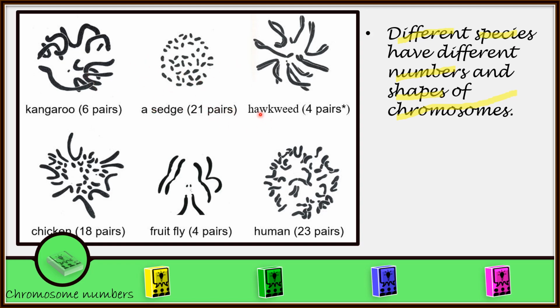If you look at the hawkweed, it has 4 pairs. You look at the chicken, it has 18 pairs. Look at the fruit fly, it has 4 pairs. Then human has 23 pairs of chromosomes, and they are different in numbers and also in shape.